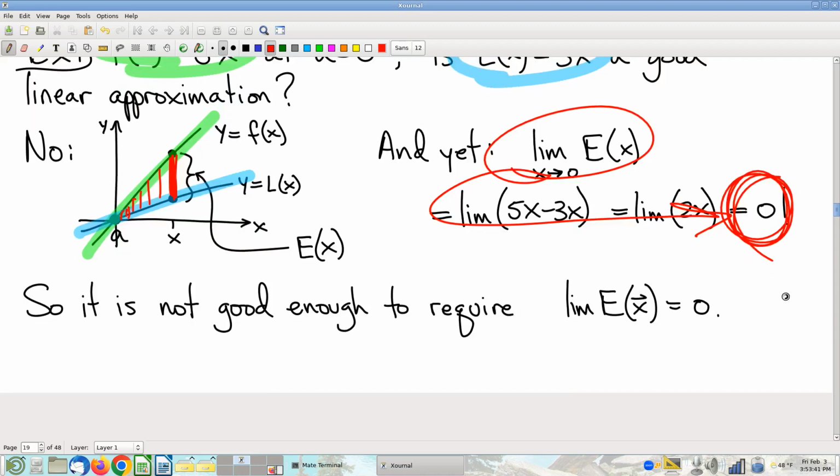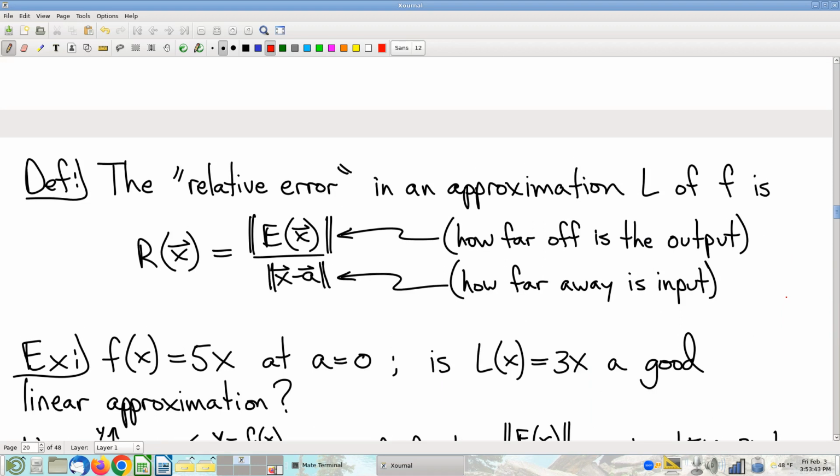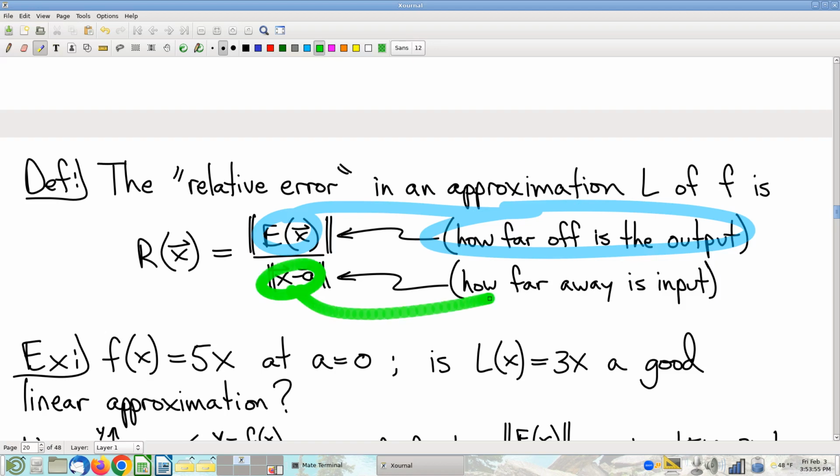Okay, so we need to refine this idea. The big idea to do this is to define a new concept called relative error. Relative error is actual error divided by x minus a. So it's how far off is your estimate of the output divided by how far away are you from the input where you're doing the linear approximation. Right? So this ratio, this is what we call the relative error.